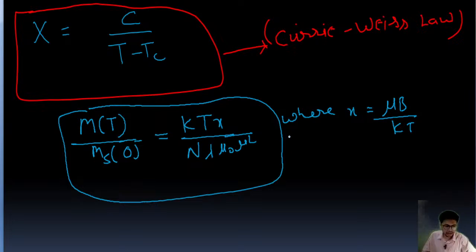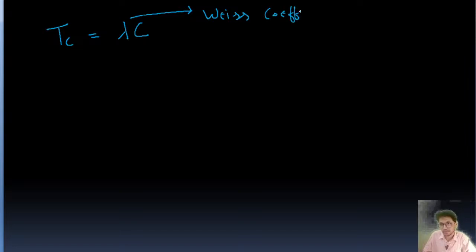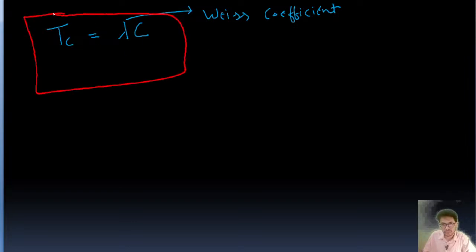This is an important temperature value. Also, guys, I'll write Tc on the next page. The value of Tc is lambda C, where lambda is the Weiss coefficient. It is also an important value.